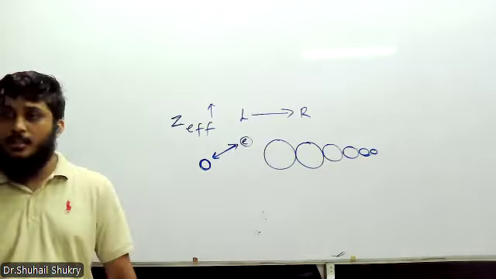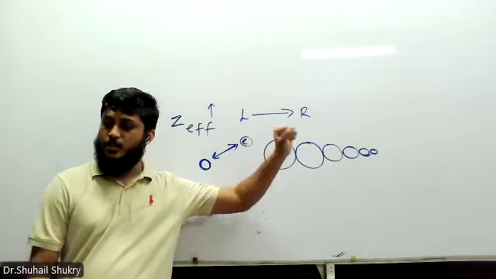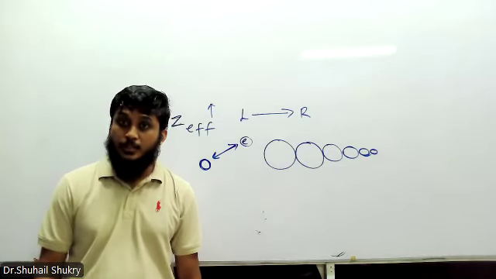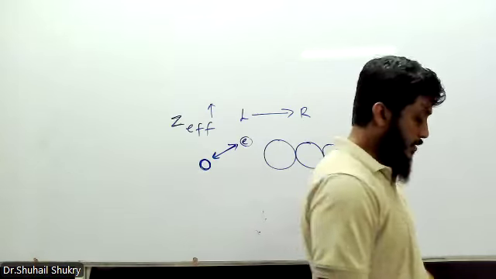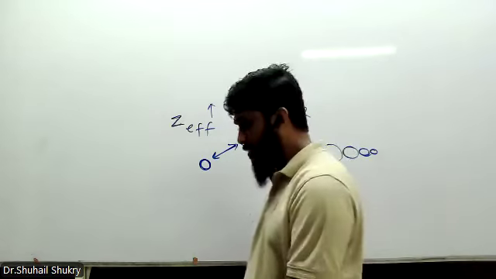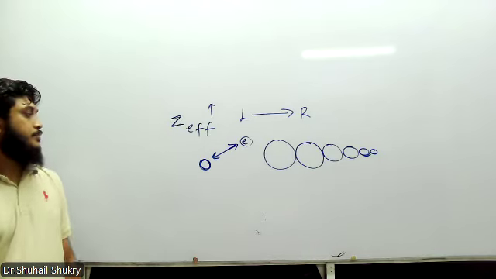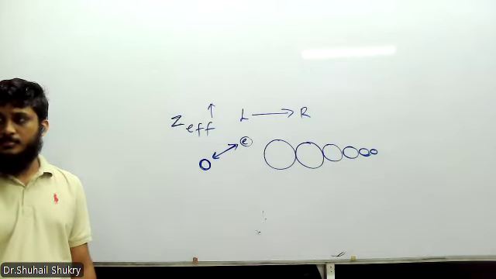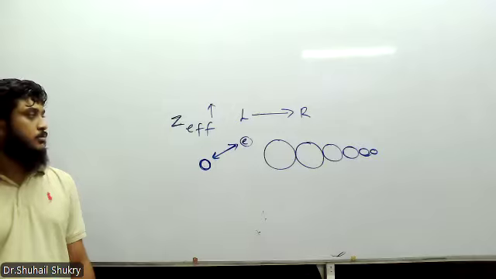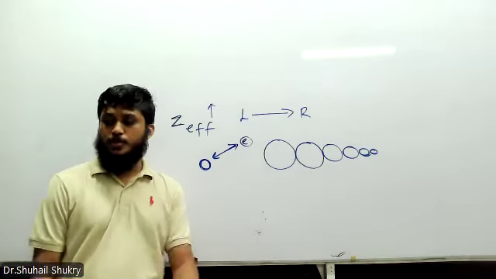Because of the increasing effective nuclear charge, the size of the atom decreases. Is it understandable? Is it clear? Okay. Next one is when you're going down the group.